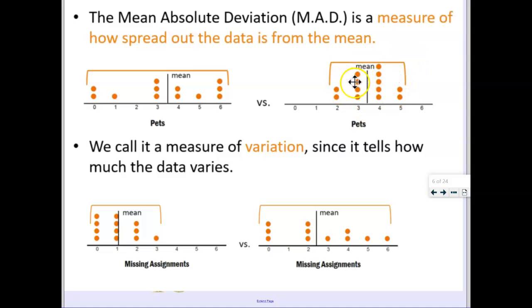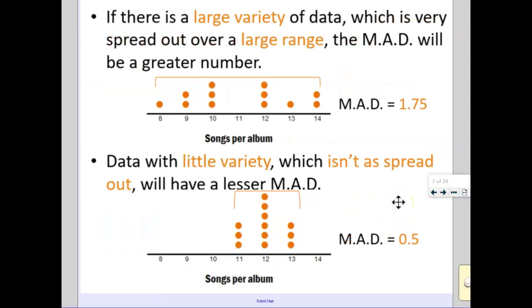We call that a measure of variation, just like when we were talking about interquartile range and spread, because it talks about how much the data varies, like how spread out it is. So again, here, they have different means, but we can see this group of people with missing assignments, like number of zeros in the grade book, is really bunched together, and this group is really spread out. If there's a large variety of data, then it's going to give you a bigger MAD. If there's a smaller variety, it's more bunched together, it's going to have a smaller MAD.